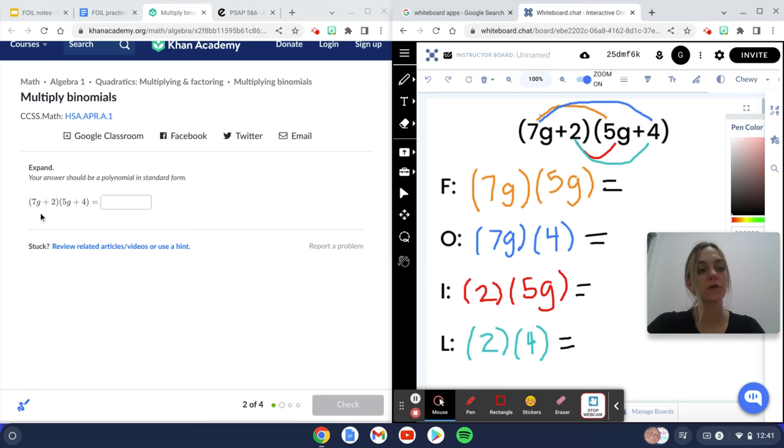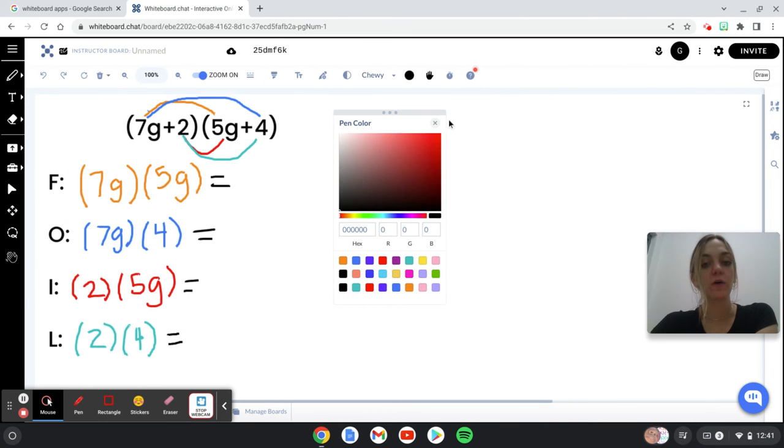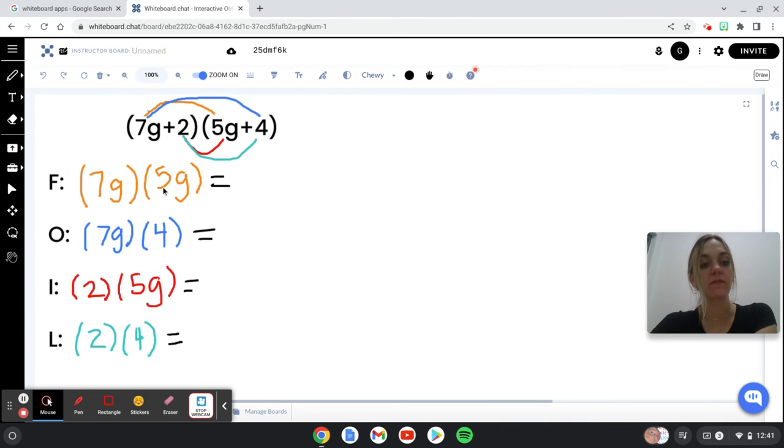So our next problem, we're going to multiply 7g plus 2 by 5g plus 4. So again, I put this in our whiteboard here. Our first terms are going to be 7g and 5g, so the orange line. Outside is 7g times 4. The inside, the two pieces that are touching, are 2 and 5g. And then the last terms are going to be 2 and 4. And again, we're multiplying all of this together.